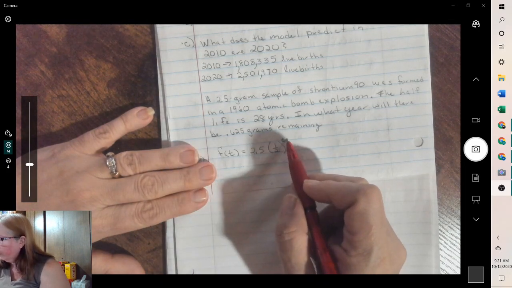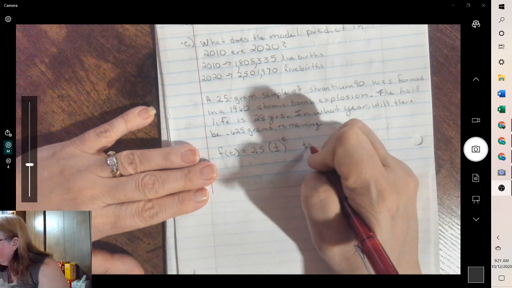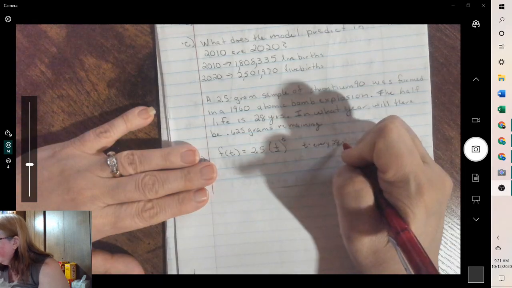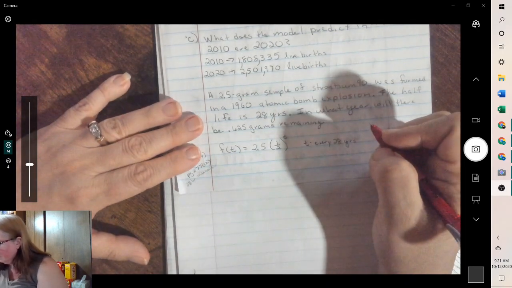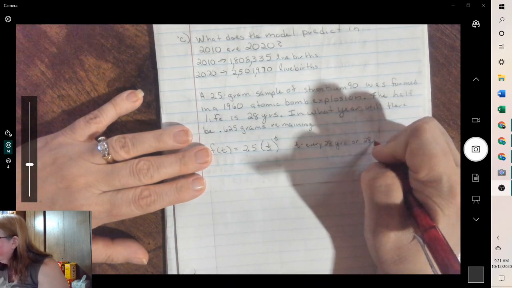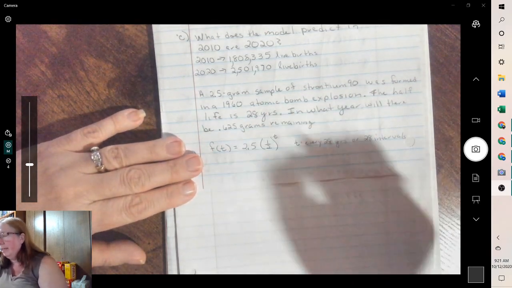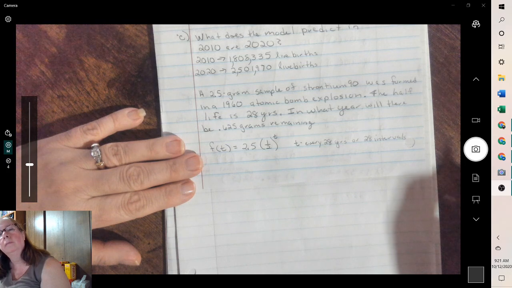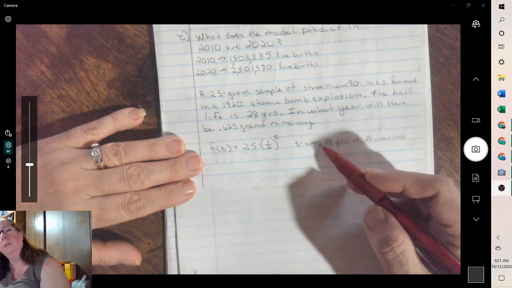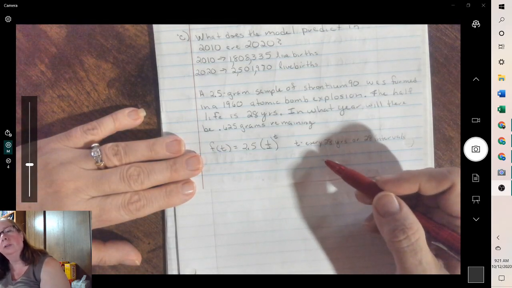So if we just use T here, T would be every 28 years, or 28 intervals. So every 28 it would go in half. So if I said, what was it in 14 years, 14 would be half, so you would put in half, which gets a little confusing.